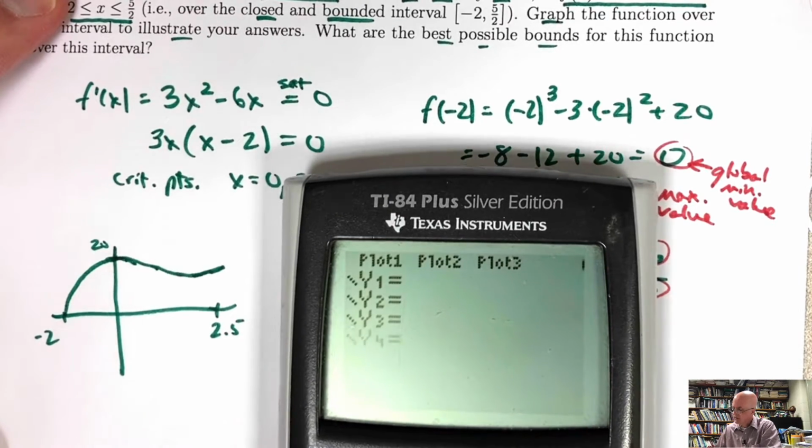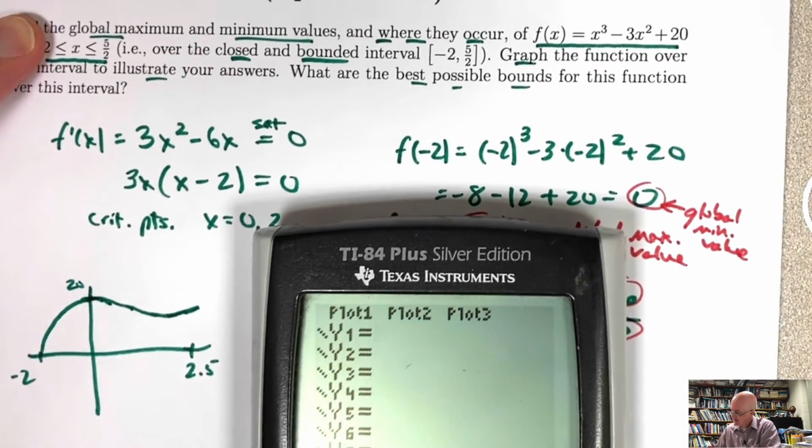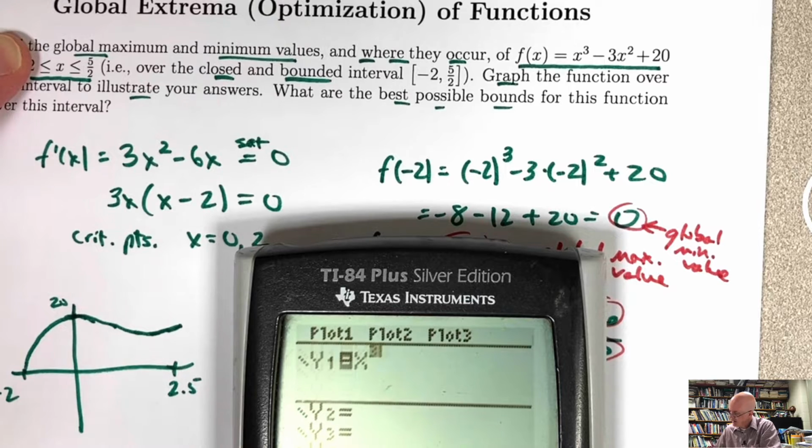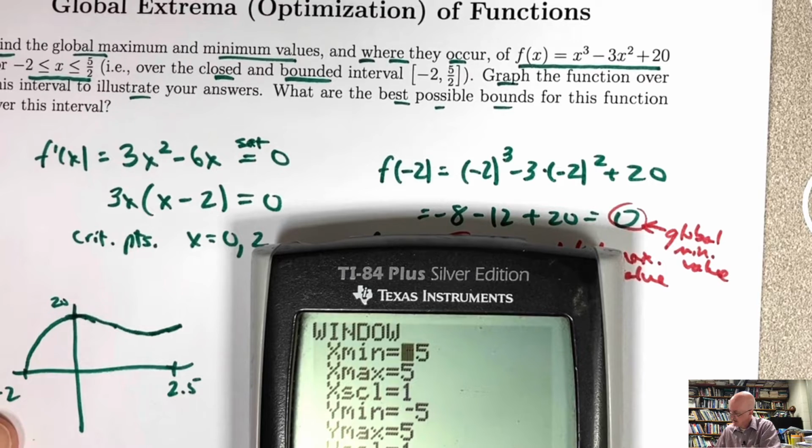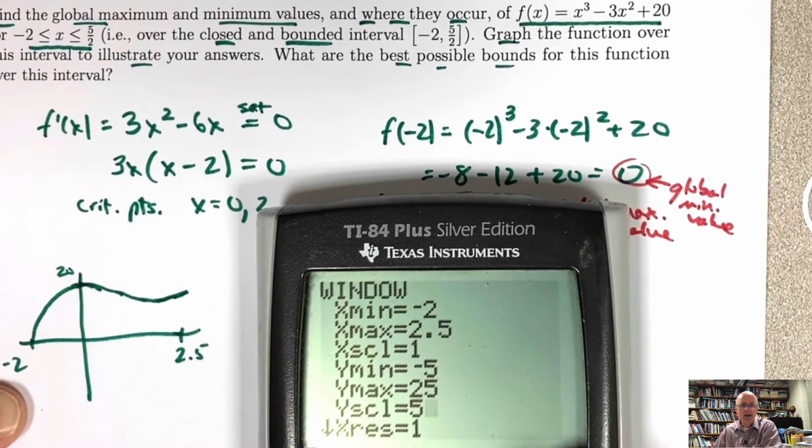So go to my y equals screen, plug in this function, x cubed minus 3x squared plus 20. I want to pick a window that will look something like what we see here. Let's certainly make the x min and x max be the left and right endpoints of the interval. And let's go from -5 to, say, 25 for y. And here's the graph.